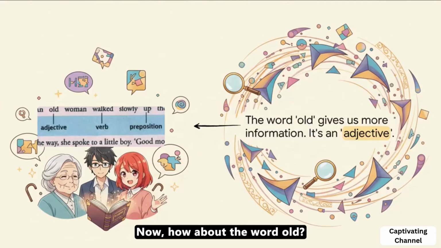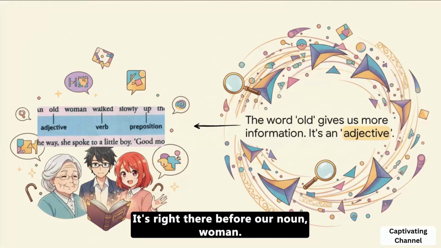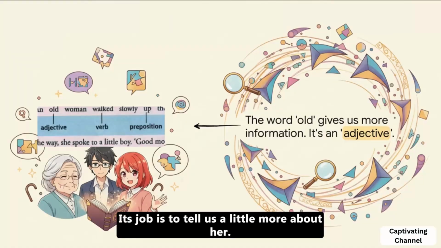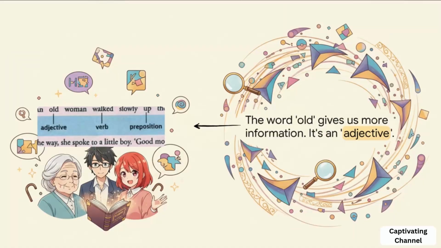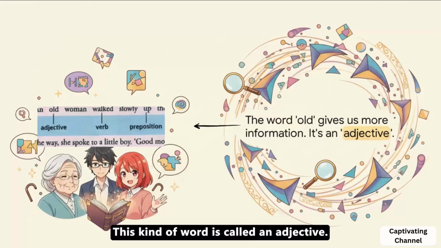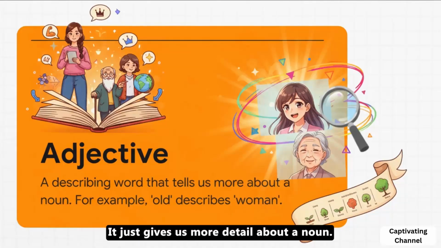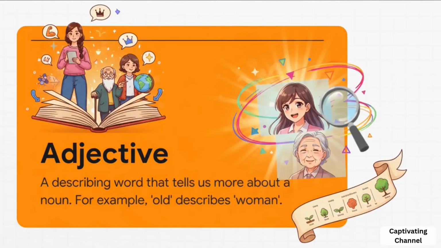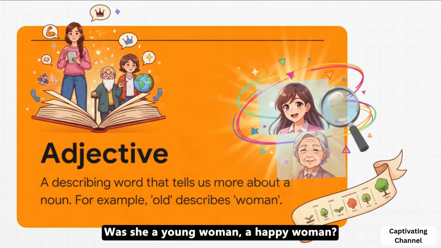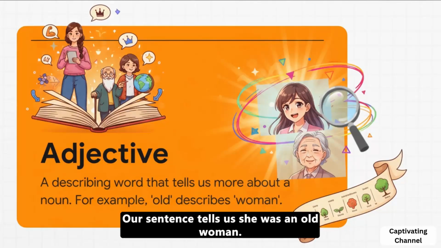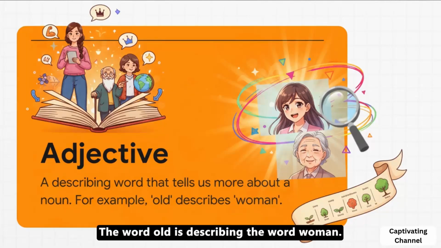Now, how about the word old? It's right there before our noun, woman. Its job is to tell us a little more about her. This kind of word is called an adjective. An adjective is basically a describing word. It just gives us more detail about a noun. Was she a young woman? A happy woman? Nope. Our sentence tells us she was an old woman. The word old is describing the word woman.